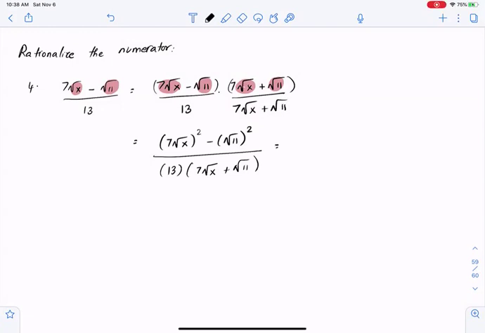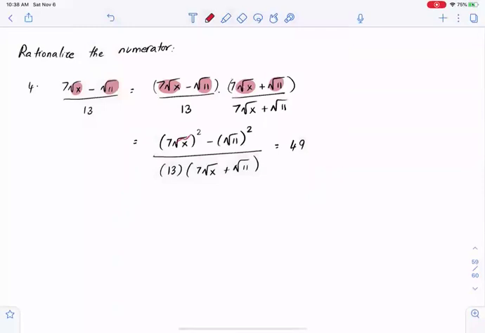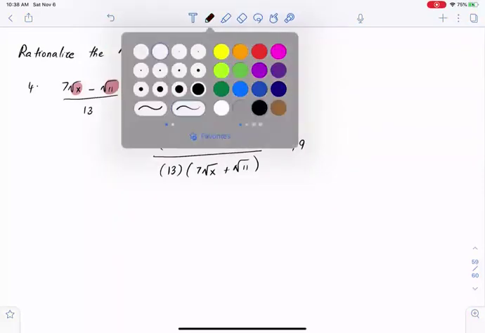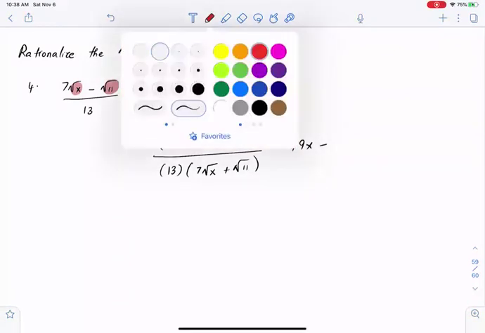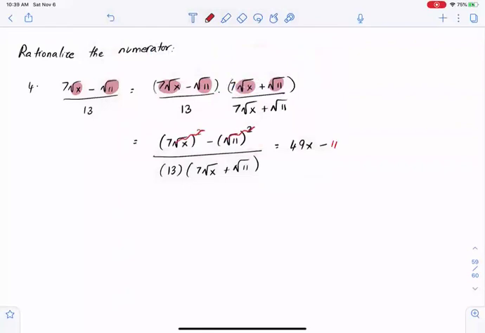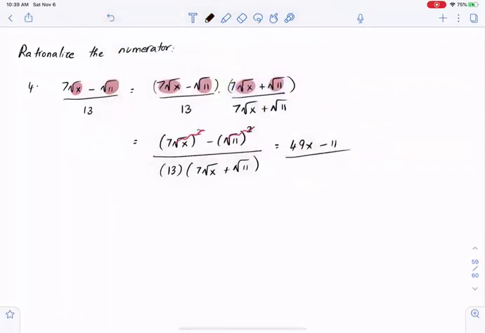So when we square 7, we get 49. The root and the square will get cancelled, so x. The root and the square will get cancelled, so 11. Divided by 13 times 7 root x plus root 11.